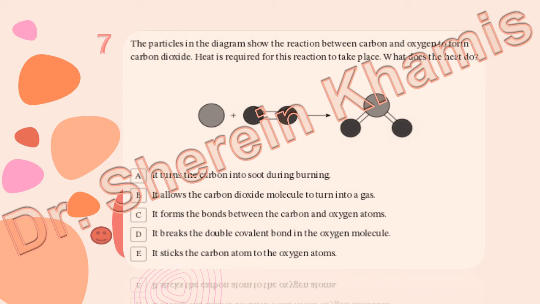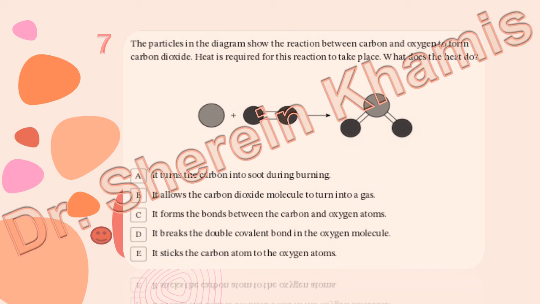Okay, so the first step here is to break the bond in the oxygen molecule and form a new bond with carbon. Okay, it breaks the double covalent bond. Yes, it is the right answer. The last one, it sticks the carbon atom to the oxygen atom. No, we can't stick them without also breaking the bond that is present inside the molecule of oxygen.